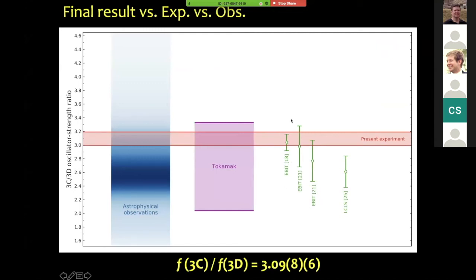They are in good agreement. Also, several experiments at Princeton Tokamak are in agreement. Also, several astrophysical observations. Here we have a slightly lower value from our previous experiment at LCLS, which might be attributed to these two problems that I have told you.